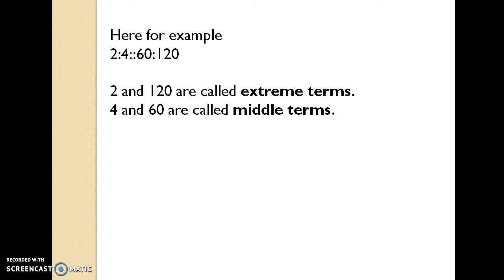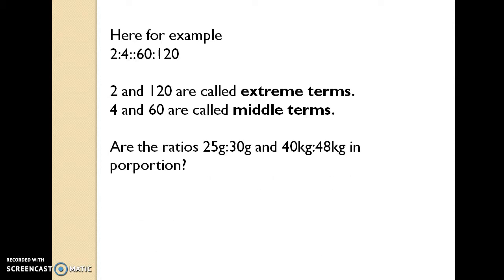For example, if I take this, 2 is to 4 as 60 is to 120. Now in this, 2 and 120 are called extreme terms. Why are they called extreme terms? Because they are located at the extreme ends here. And 4 and 60 are called middle terms because they are located in the middle here.